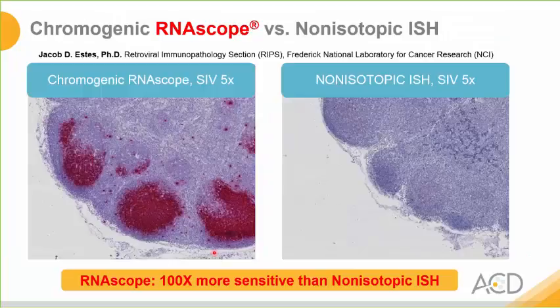As a result of these features built into the RNAscope technology, RNAscope is about 100 times more sensitive relative to traditional RNA in situ hybridization methods, which utilize single digoxigenin-labeled probes, as shown here in a direct comparison of RNAscope on the left versus traditional ISH on the right for detection of simian immunodeficiency virus in lymph node tissue.